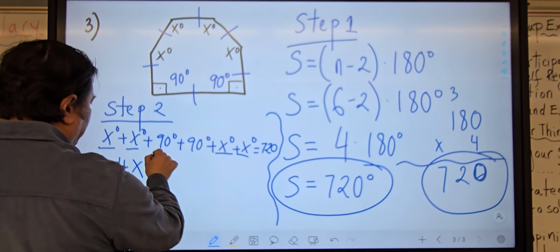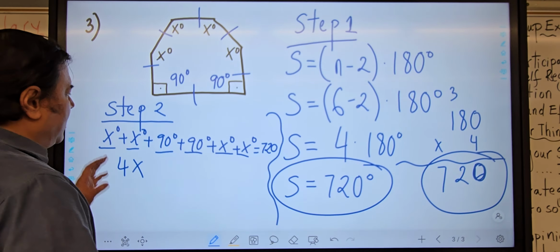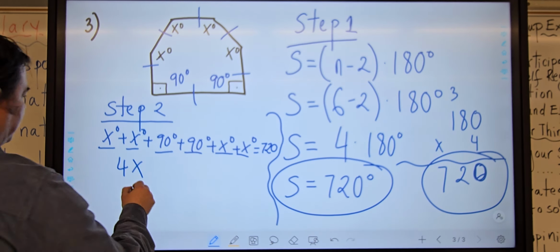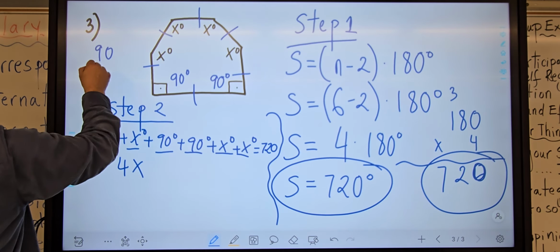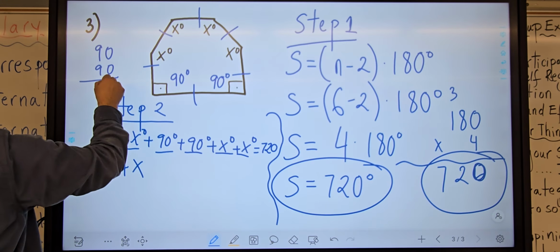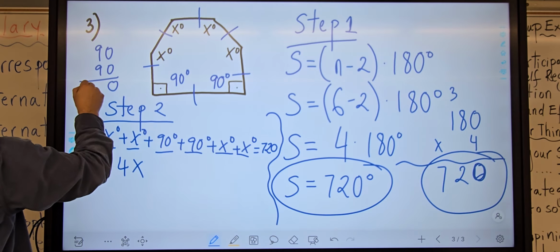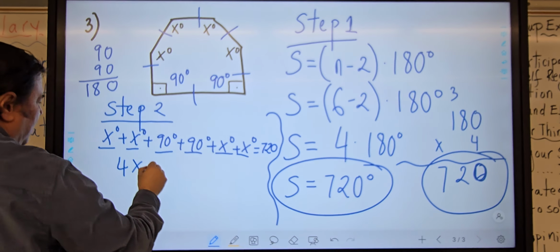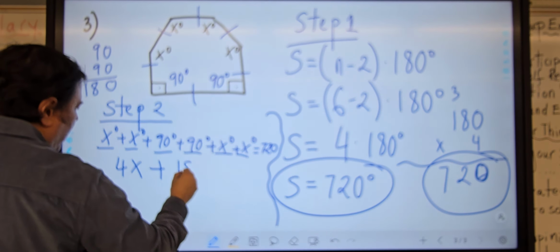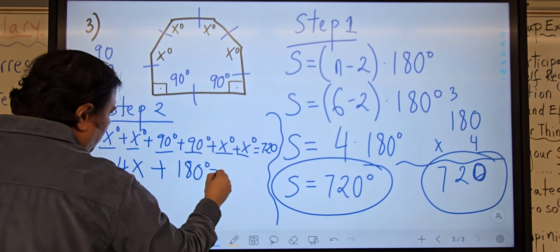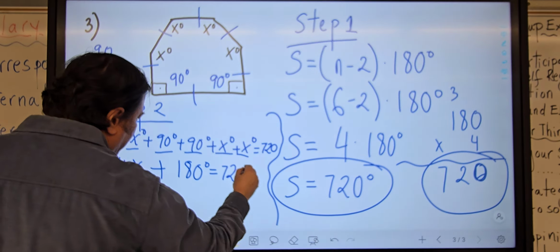And let's add 90 plus 90, right? 90 plus 90 becomes, right, what? Look at this. 90 plus 90, right? 0 plus 0 is 0. 9 plus 9 is 18, right? 180, right? Plus 180 degrees equals 720 degrees.